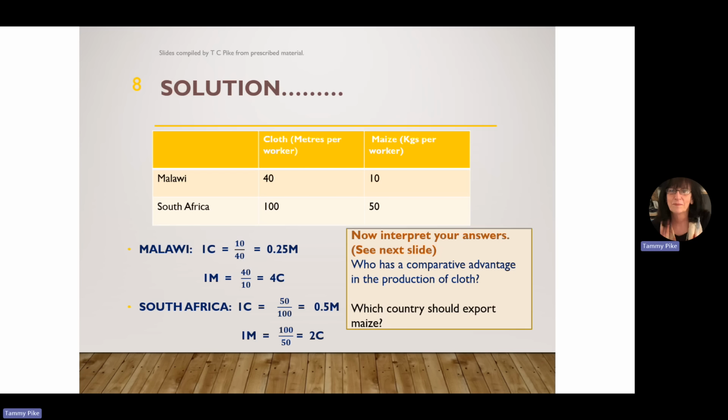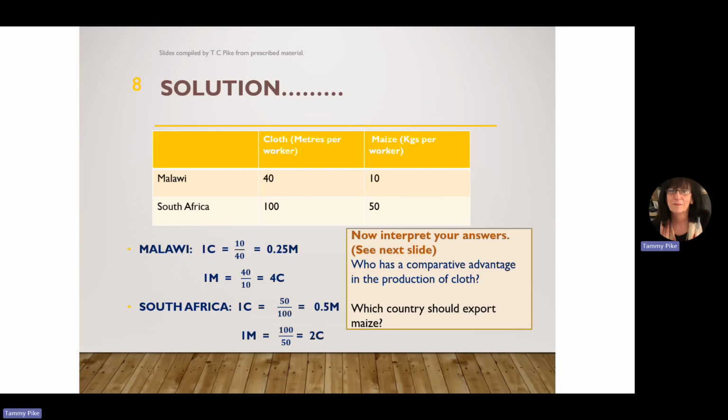Because now what we have to do is go and see which country could export maize. And in order to do that, we've got to interpret all of this information. So we compare first 1 unit of cloth in Malawi. We can see we're going to sacrifice 0.25 unit of maize. In South Africa, 1 unit of cloth, we're going to sacrifice 1/2 a unit of maize. That should tell you, if you're interpreting it correctly, that cloth is cheaper to produce in Malawi.